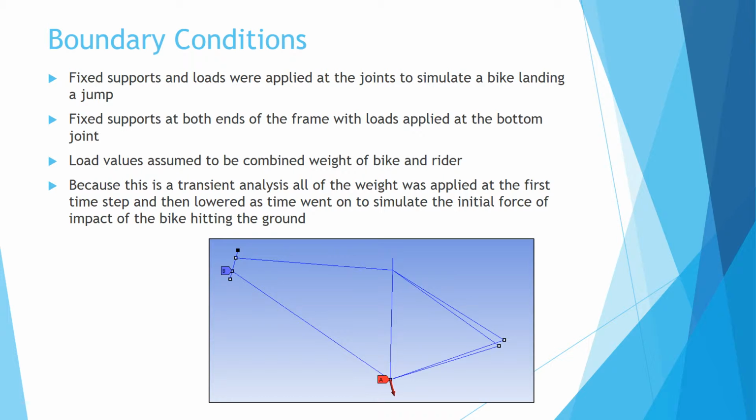The load was then applied at the bottom joint, where the pedals would be and where a person would be standing. Usually when a person goes off a jump, they will be standing to absorb some of the force of the impact through their knees, so the load is only applied there and not up by where the seat would be. The load values were assumed to be the combined weight of the bike and the rider, which maxed out at around 950 kilograms. Due to this being a transient analysis, all the weight was first applied at the first time step and then lowered as time went on to simulate the initial force of impact of the bike hitting the ground, and then tapering off to simulate the normal conditions of riding.